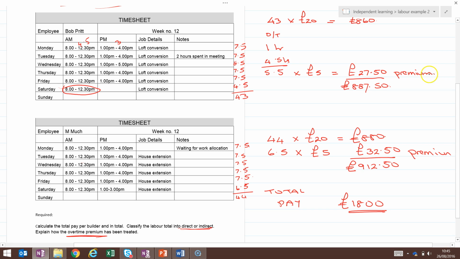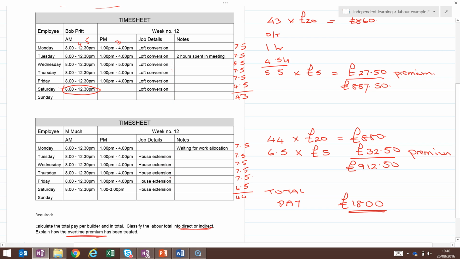We can start with the overtime premium. So we have £27.50 for Bob and £32.50 for Mr Much. Remember, the overtime premium is indirect unless it is at the request of the customer. Now in the information we've got here, there is nothing to say that overtime was at the request of the customer. We just know that the overtime was worked on loft conversions and house extensions.